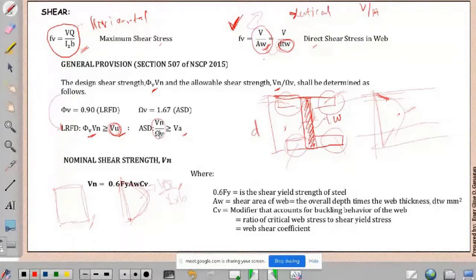Okay? So, parehas rin lang sa flexural, sa tension, the ultimate is always less than or equal to doon sa ating design and the allowable. Either shear, moment, flexure, tension, palaging ganyan yung provision ng ating code. Okay? So, for the LRFD, ang gagamitin natin for our phi is equal to 0.9 and yung sa ating ASD omega is equal to 1.6.